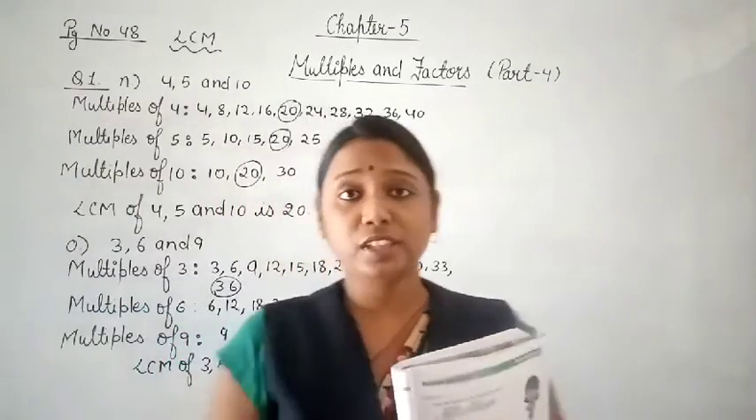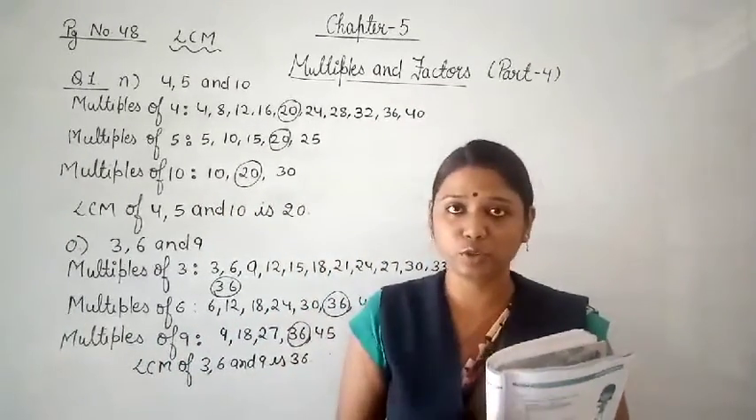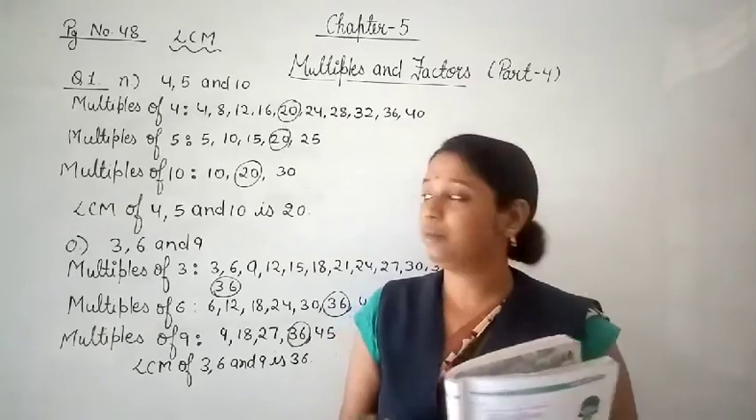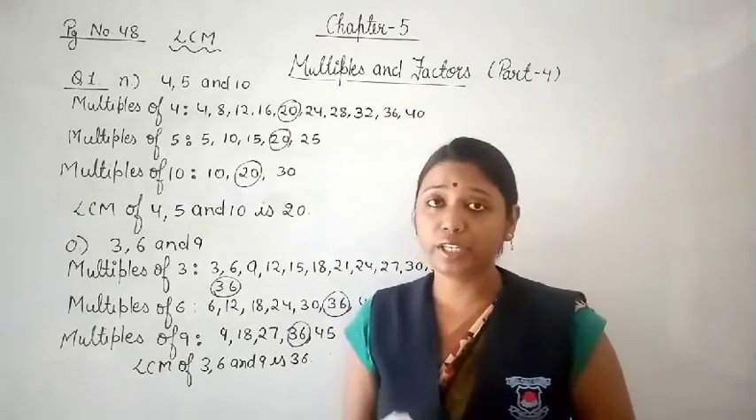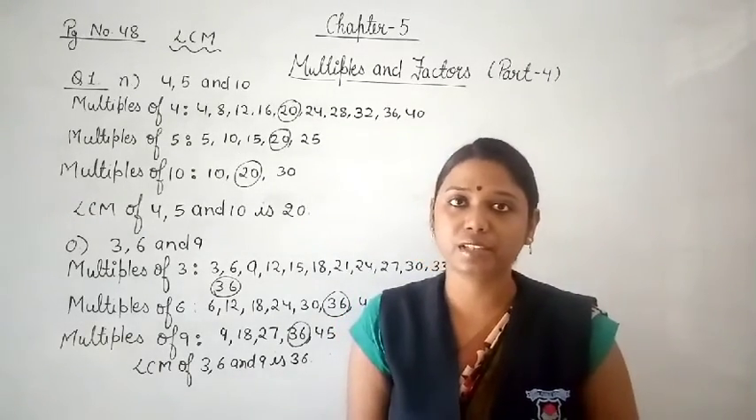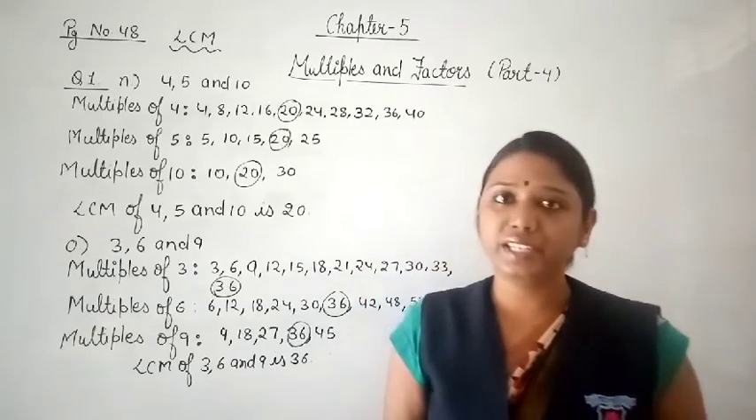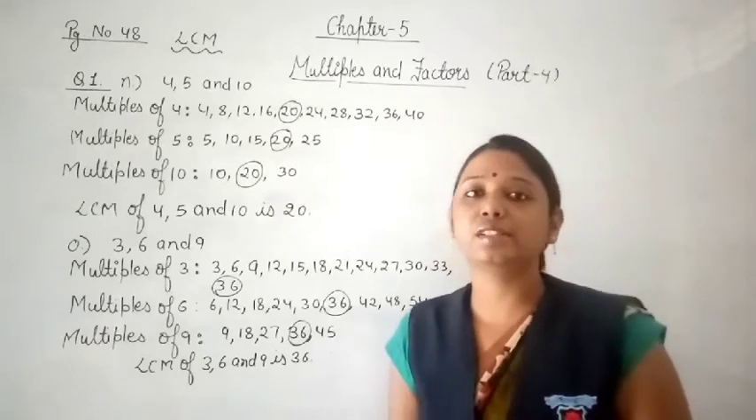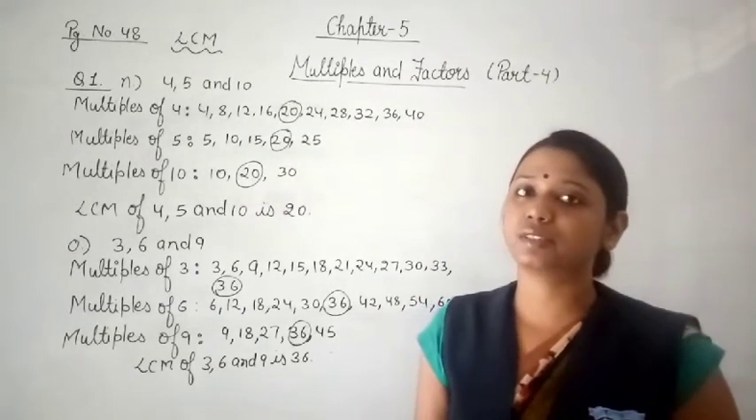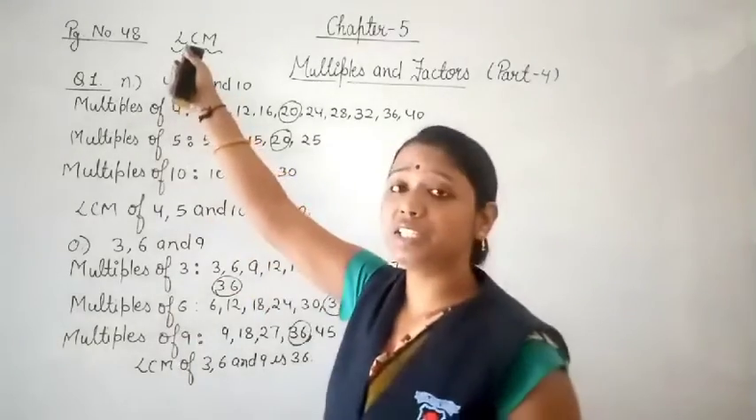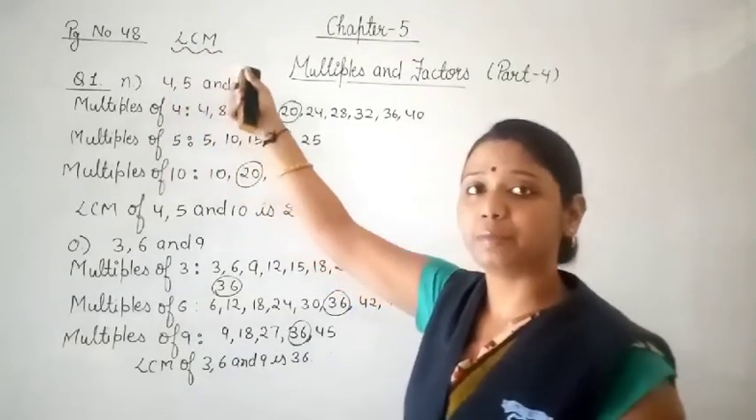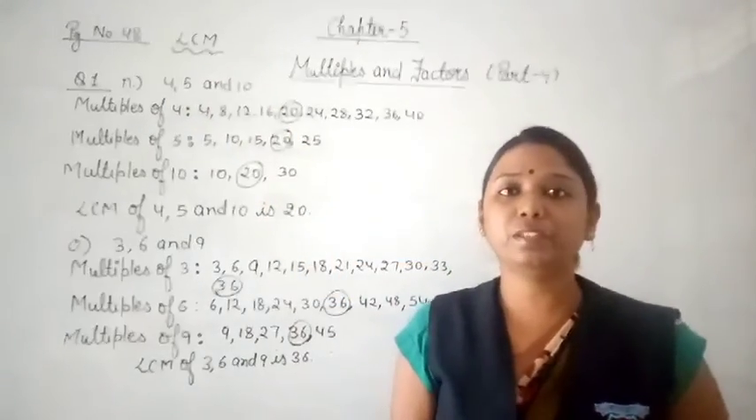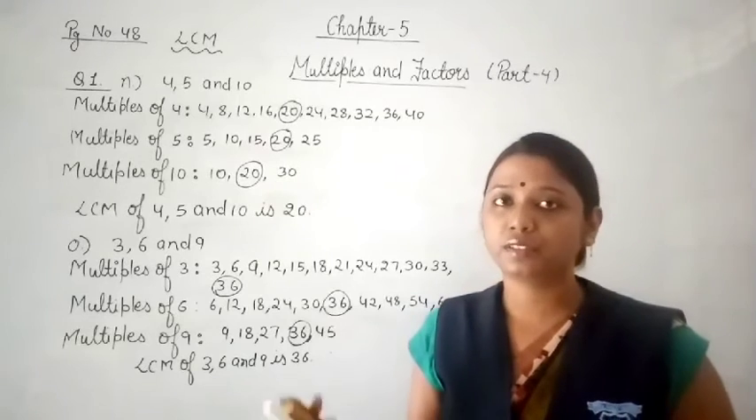I hope after discussing all these questions with you, you will be able to calculate the LCM of any given numbers. And the topic is very easy. Firstly, you will write the multiples and then you will search for the common multiples. As the definition suggests, the least common multiple is very easy to search.